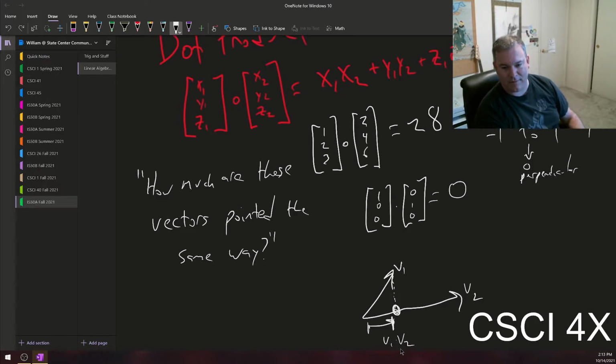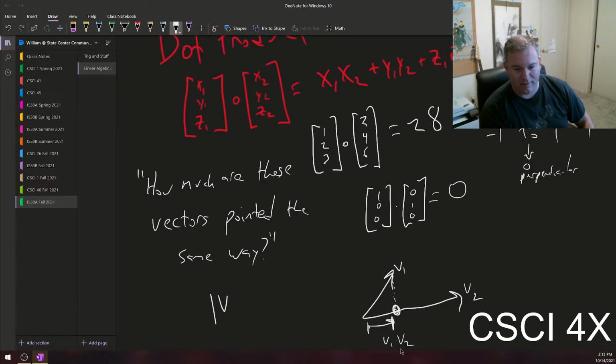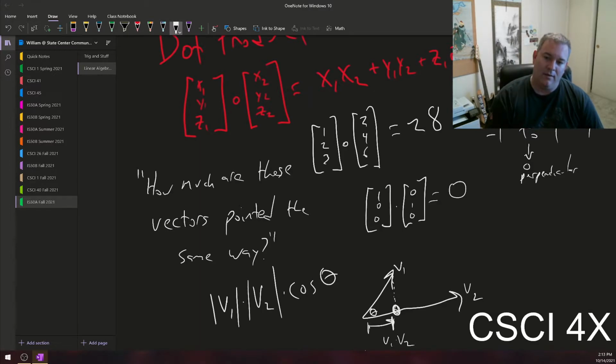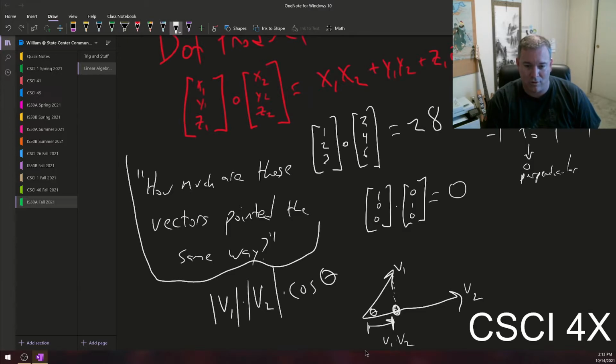Yeah, technically the dot product is also the length of vector 1 times the length of vector 2 times the cosine of the theta between them. So that's another way you can write the dot product. A lot of different ways of understanding it, a lot of different uses for it. My main concern is this. How much are the vectors pointed the same way? That is a great tool to have when you're making video games. Make sense?